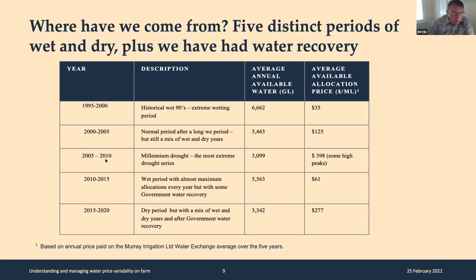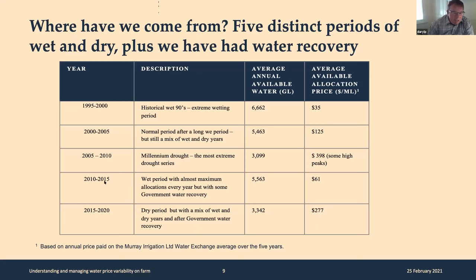And we had a real challenge, 5 years of the millennium drought, the most extreme drought series we've experienced, with record low inflows, and we saw a low volume of water. This is the average available water over those 5 years, and this is the average allocation price over those 5 years. Certainly we saw significant peaks at the peak of the drought in the spot price, but the average over that period was around the $400 mark, still low supply, firm price.